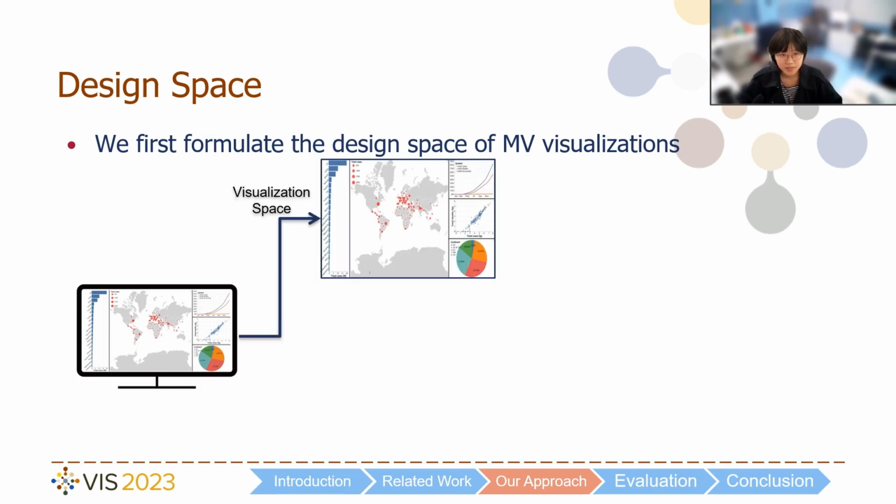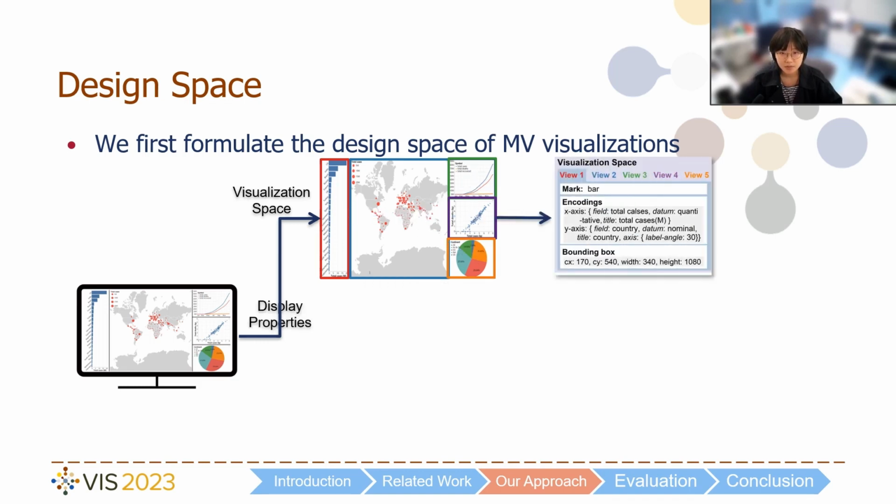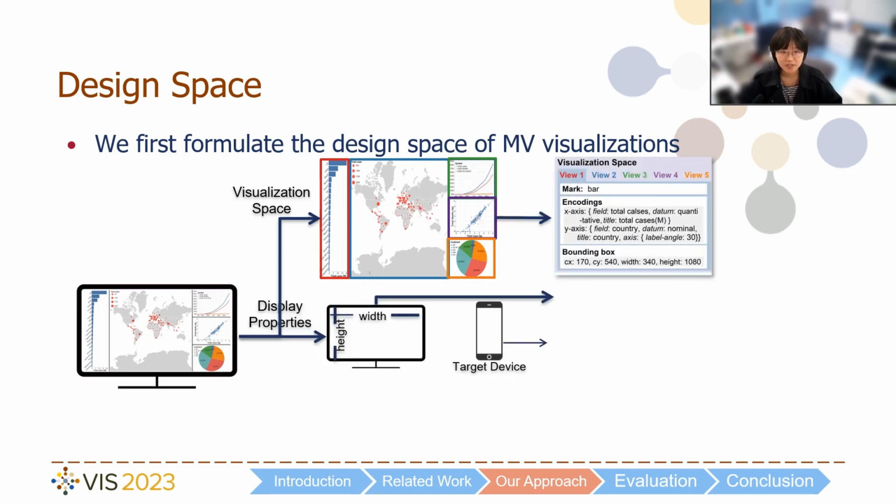The visualization is seen as a composition of various views. Each view has a distinct mark type, such as bar, map, line, point, and pie. Each view has a unique view size. The position of each view forms the topology of the multiple view visualization. The display property is defined by dimensions, specifically width and height attributes.